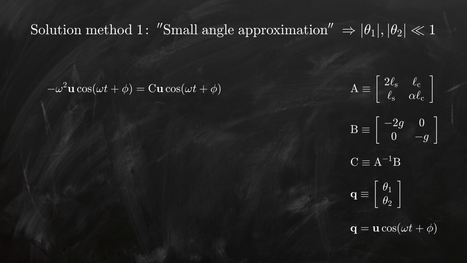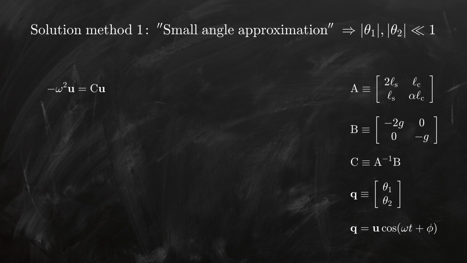We see that for any non-zero solution, the cosines cancel such that we get rid of the time dependency. The equation we're now left with tells us that applying the matrix C to the vector u gives us the same result as if we multiply u by a constant. In other words, this is an eigenvalue problem, where negative omega squared acts as an eigenvalue of the matrix C, and u is the corresponding eigenvector. As such, finding solutions to our original problem amounts to finding the eigenvalues and eigenvectors of C.